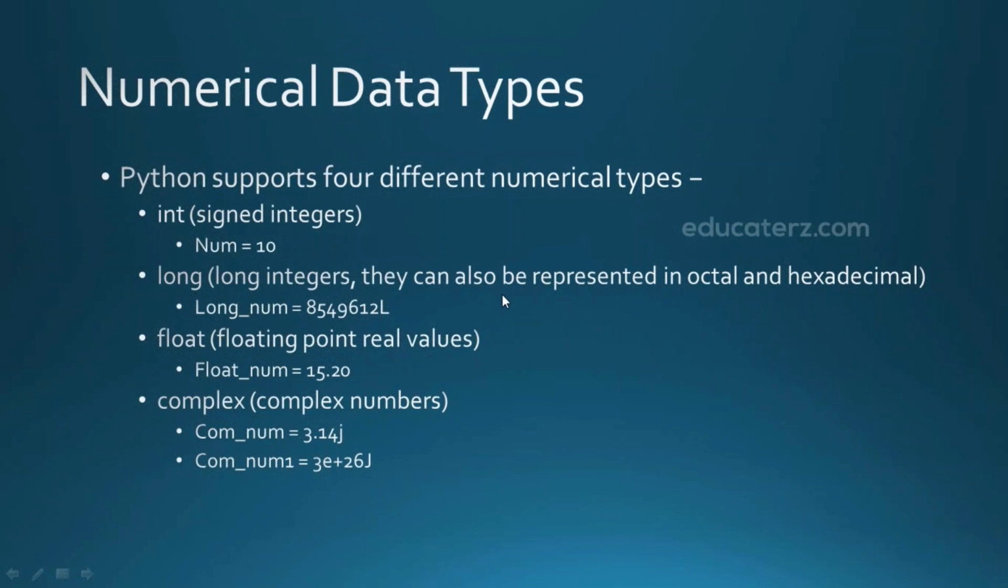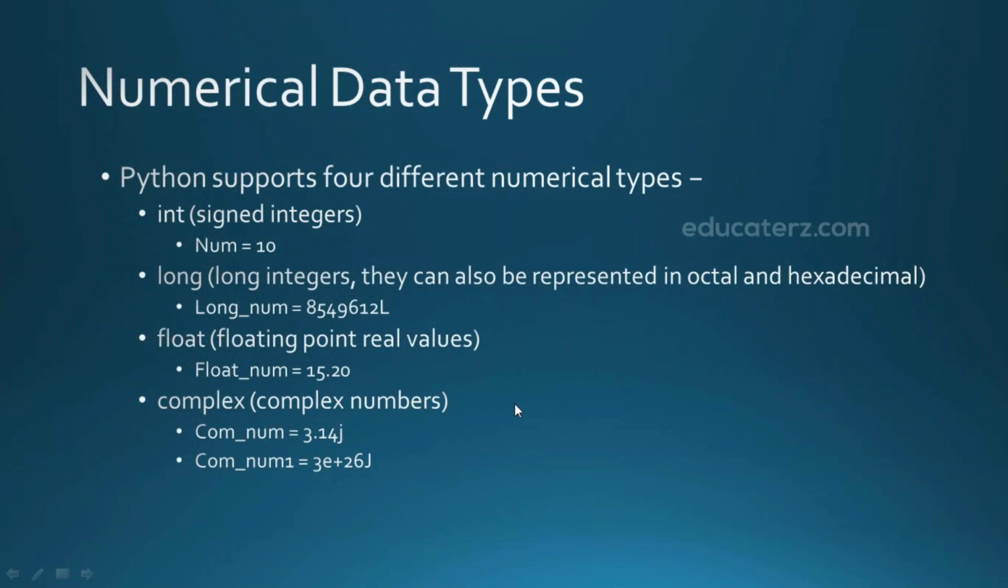How we can represent those numbers, we'll see while working with the Python interpreter. A long number can be defined in this way: a long number equal to this particular number, and at the end we provide a capital L indicating that this particular number is a long integer. Next come the floating point numbers. All the decimal numbers or real floating point numbers come under this category. Numbers like 1.5, 1.25, 1.006 or 15.20 are considered floating point numbers. And next come the complex numbers.